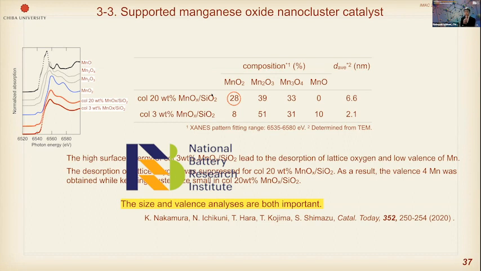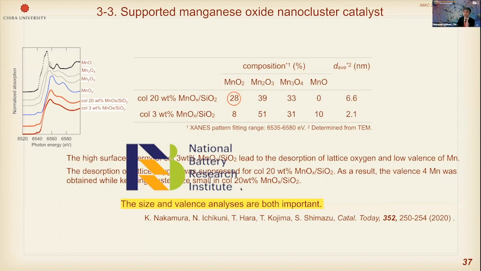In the 3 weight% case, the manganese oxide is a very small size, so desorption of lots of oxygen occurred because smaller particles have higher surface energy. This led to a low valence of the manganese. In the 20 weight% case, the oxygen desorption was suppressed. As a result, a balance of tetravalent manganese was obtained while keeping the cluster size small in the colloidal case. We can say the size and valence analyses are both important. Not only the size, but also the valence of these oxides is important.